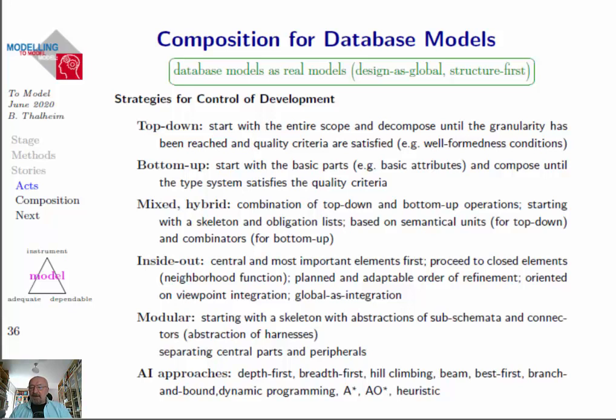AI methods are mainly those methods we are using for searching: depth first search, breadth first search, hill climbing, and beam or best first or branch and bound techniques, or dynamic programming, A star, AO star, heuristic methods, and anything else we can have here for the composition of database models. In this case, we can have some kind of guideline, that is a general workflow for modeling, and some kind of micro steps that we can use in modeling, at least for the first two phases.